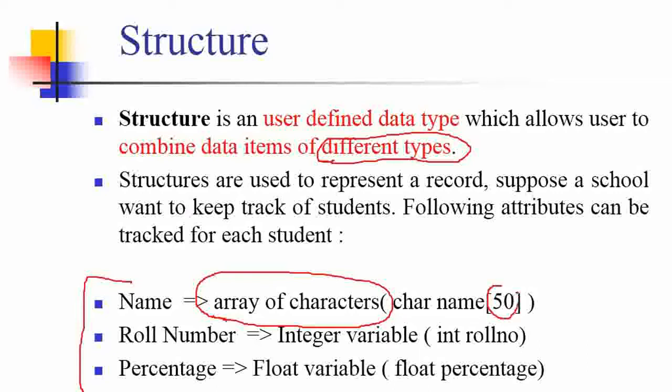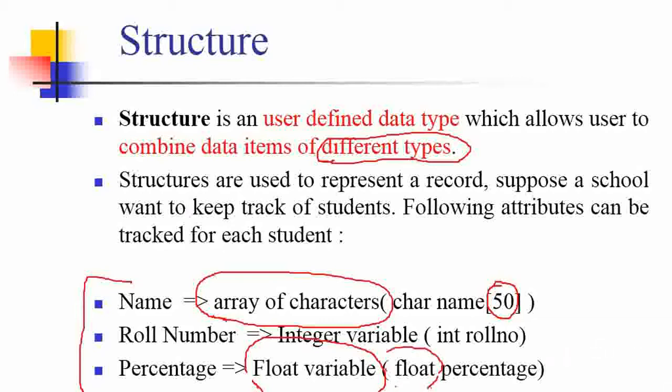This is the size of the name, the number of characters which the name can consist of. A character is 1 byte, the size of a character is 1 byte. Name can store 50 bytes continuously, which will all be characters. Percentage is a float variable. As you know, percentage can result in a decimal number. So we have used float here.